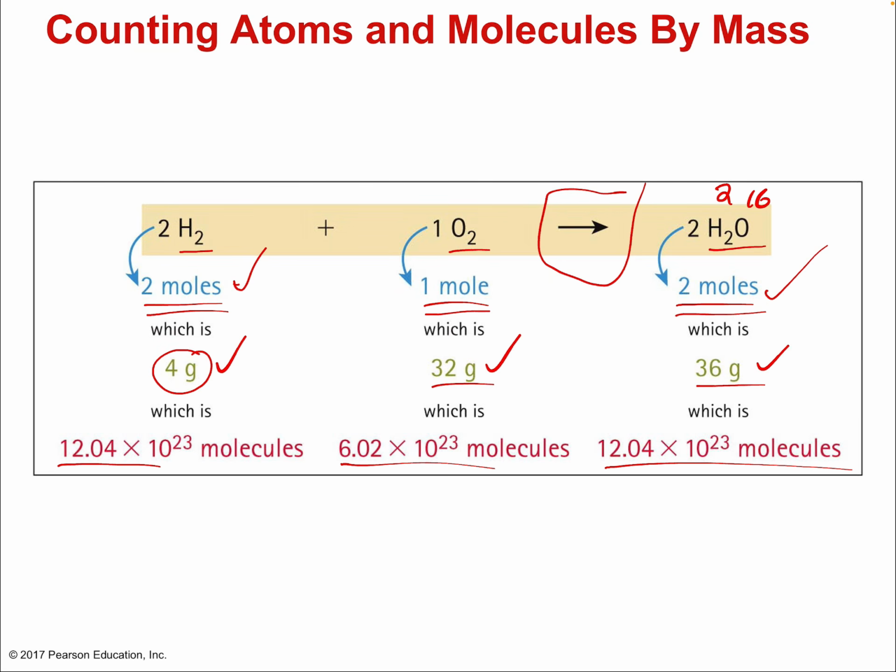So it's completely correct to say that 2 moles of H2 plus 1 mole of O2 equals 2 moles of H2O. That's what I mean by the ratios of the inputs to the outputs, the ratio of the reactants to the product.